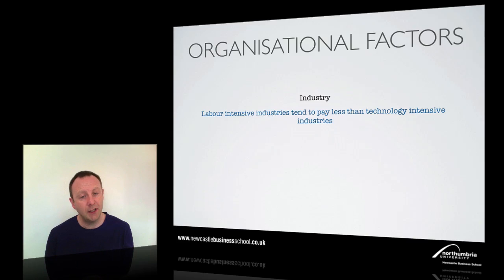And the particular nature of the industry and the capital labour mix within a particular industry will be an important factor in determining the nature of the context in which an organisation is operating, and hence the kind of choices that they're able to make. Similar kinds of factors are apparent in terms of the size of organisations. All things being equal, we tend to find that big firms will pay more than small firms, by and large. And again, that's not much of a surprise.